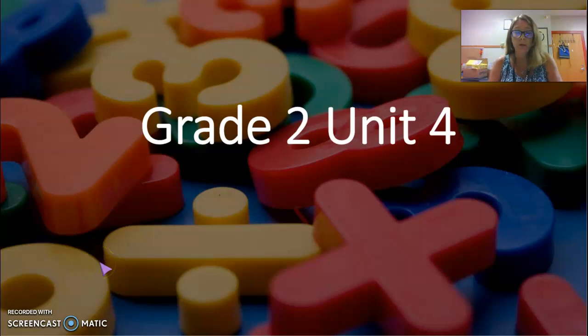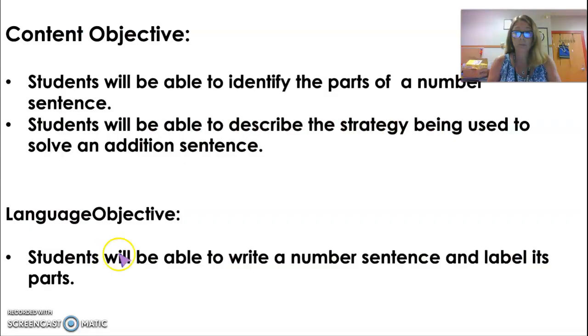Good morning, second graders. Today we will start Unit 4. By the end of this lesson, students will be able to identify the parts of a number sentence. Students will be able to describe the strategy being used to solve an addition sentence. And students will be able to write a number sentence and label its parts.